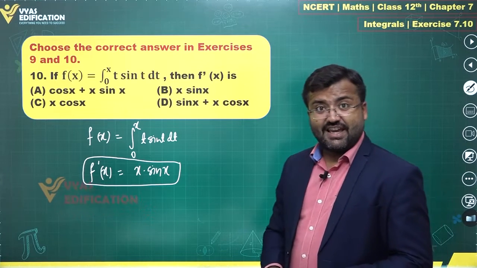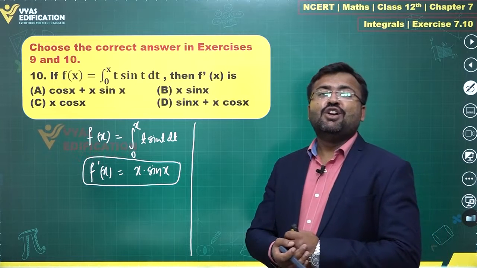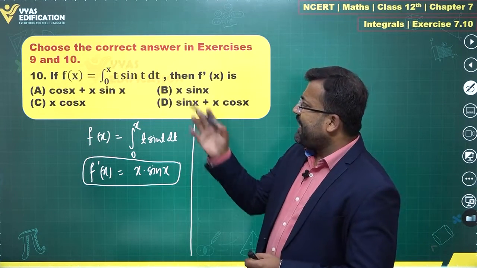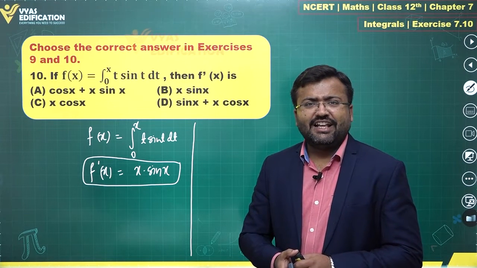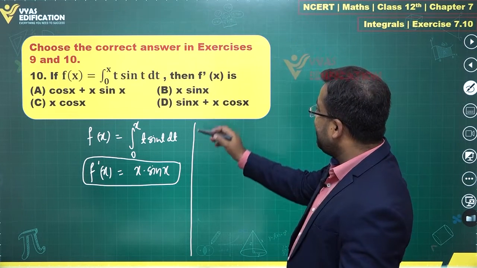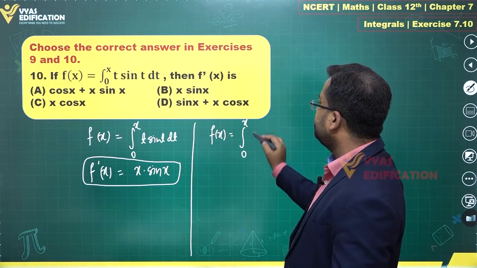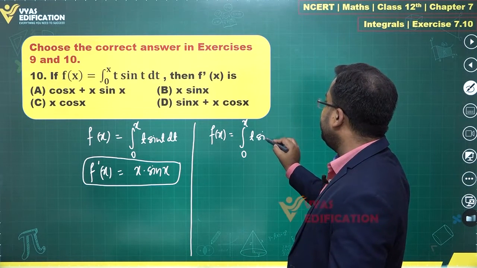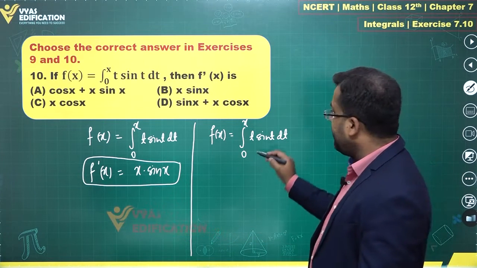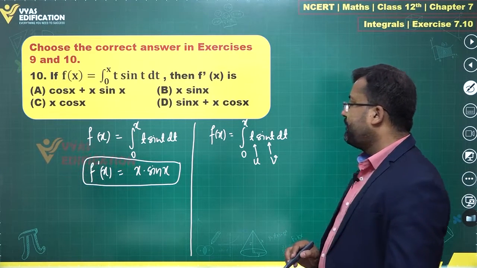By Newton-Leibniz, you'll be able to reach this stage. But if you don't know Newton-Leibniz, then you will have to solve it using some other means. And what is that other means? Nothing much. We'll have to find that f(x) first after integration, and then we'll differentiate it back. So let's begin with f(x), the integral from 0 to x of t sin t dt, and this can be solved with the help of integration by parts. This will be the first function, this here will be the second function.